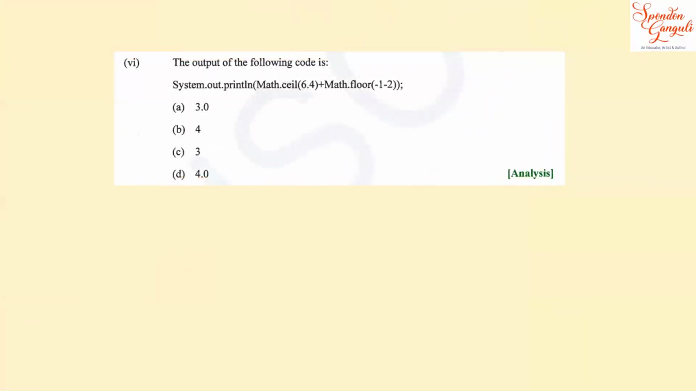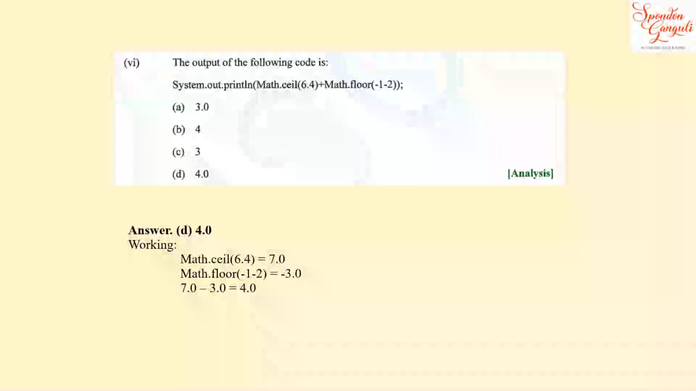Output of the following code: Math.ceil(6.4) + Math.floor(-1.2). Let us see the answer from the options. It is 4.0. Why? Because Math.ceil gives the next higher number. So 6.4 becomes 7.0 and Math.floor rounds down. So -1.2 will become -3.0. So 7.0 minus 3.0 will give you 4.0. Always remember, these two functions return a double value even if you give an integer in.